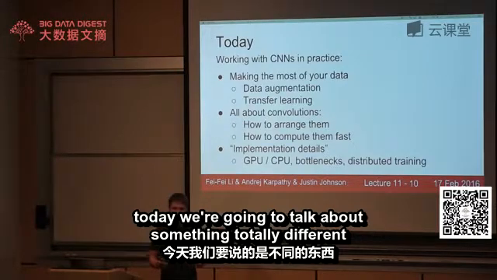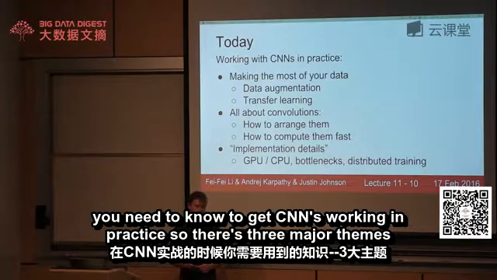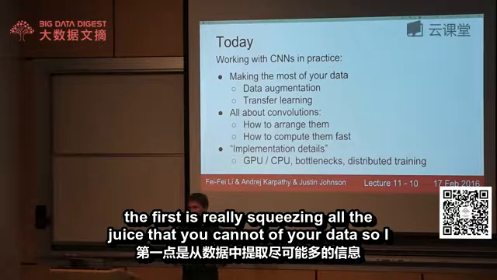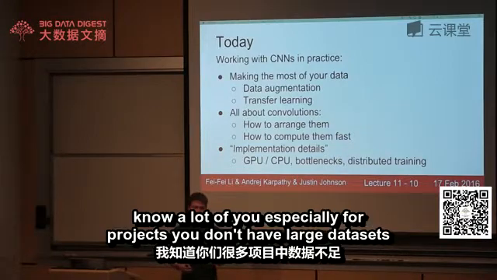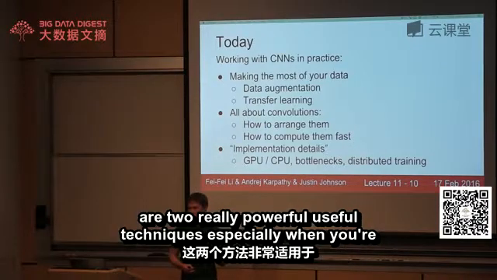We're going to talk about a lot of low-level things that you need to know to get CNNs working in practice. There are 3 major themes. It's a little bit of a potpourri, but we're going to try to tie it together. The first is squeezing all the juice that you can out of your data. I know a lot of you, especially for your projects, don't have large data sets. So we're going to talk about data augmentation and transfer learning, which are 2 really powerful, useful techniques, especially when you're working with small data sets.